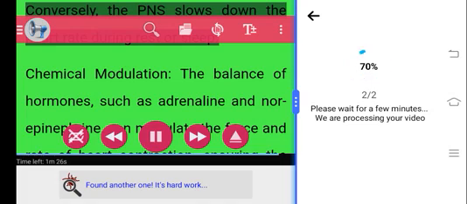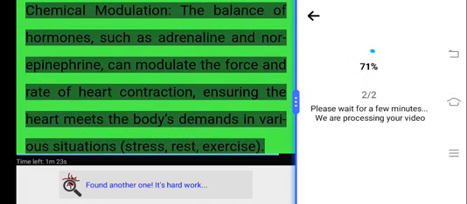Conversely, the PNS slows down the heart rate during rest or sleep. Chemical modulation. The balance of hormones, such as adrenaline and norepinephrine, can modulate the force and rate of heart contraction, ensuring the heart meets the body's demands in various situations: stress, rest, exercise.